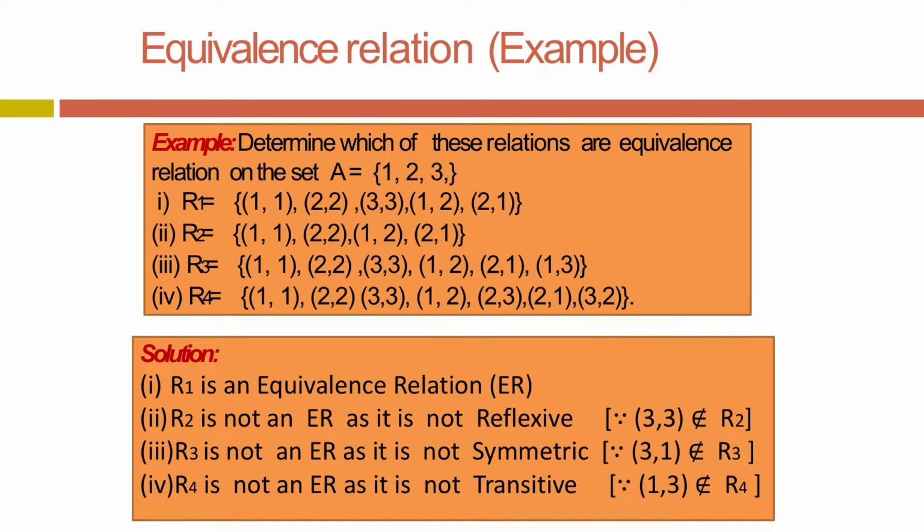If any one of the properties fails, either it is not reflexive or not symmetric or not transitive, then the relation will not be an equivalence relation. So, R 3 is not an equivalence relation because it is not symmetric. Similarly, finally, R 4 is reflexive and symmetric, but it is not transitive because (1,2) and (2,3) are present, but (1,3) is not present in R 4. So, R 4 is not an equivalence relation.